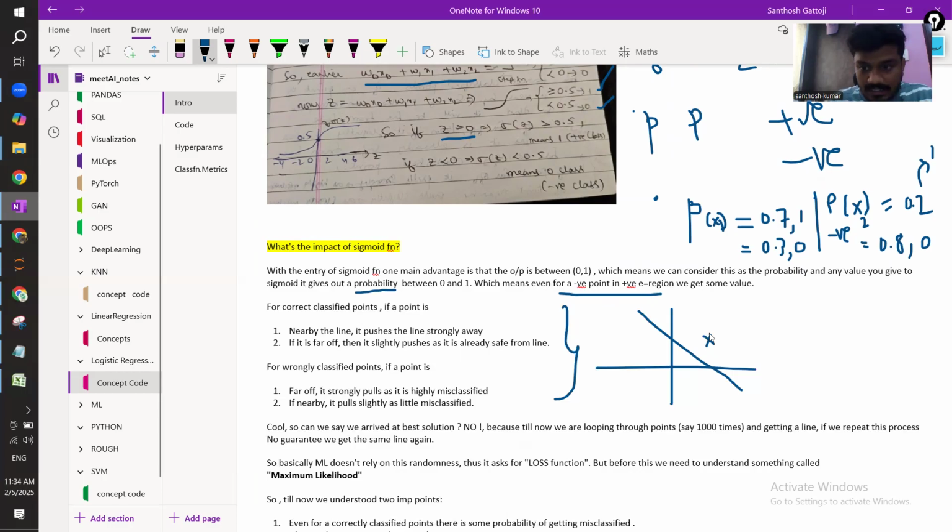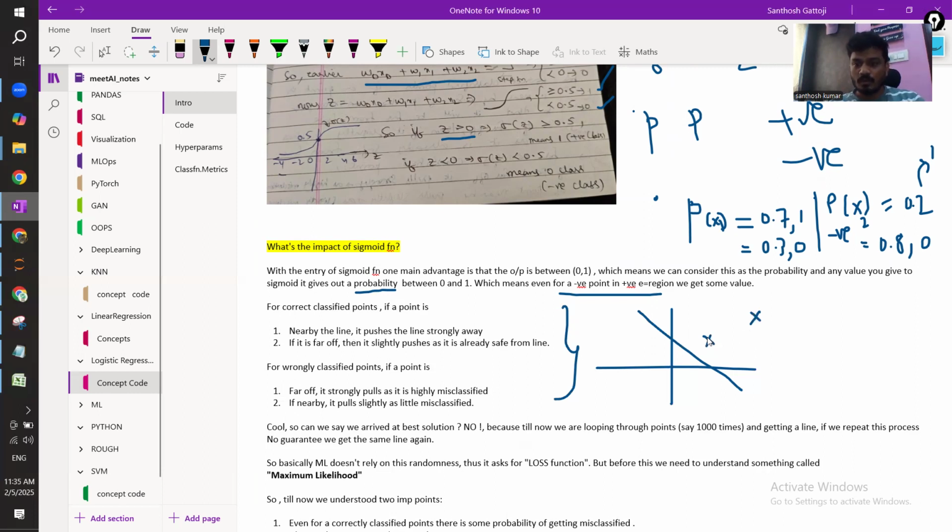If a correctly classified point is nearby the line, it will strongly push the line. It is simple logic. For example, this is a line, and here we have a correctly classified point. This is also a correctly classified point. Now this point is far away. It is already happy, so it will not push.